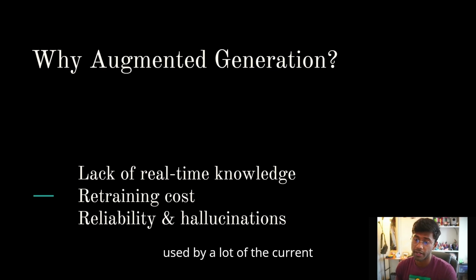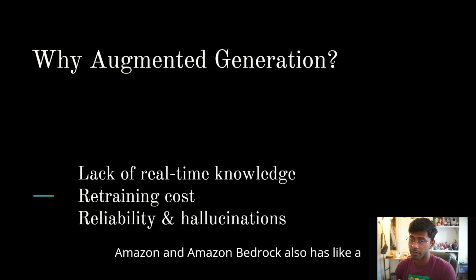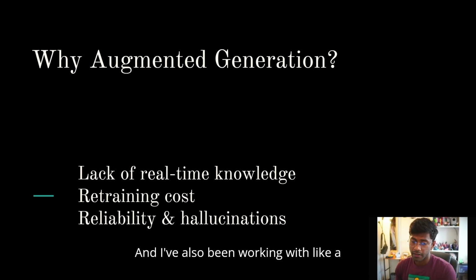Augmented generation is being used by a lot of the current implementations by OpenAI, Google, Anthropic, and yeah, I just took the AI practitioner exam by Amazon, and Amazon Bedrock also has a knowledge base feature to build RAG workflows within their ecosystem. And I've also been working with a lot of local LLM inference UIs. There's this UI called Open Web UI, which also has a knowledge base feature. Everything is based on these augmented generation techniques, new features that have been coming up.